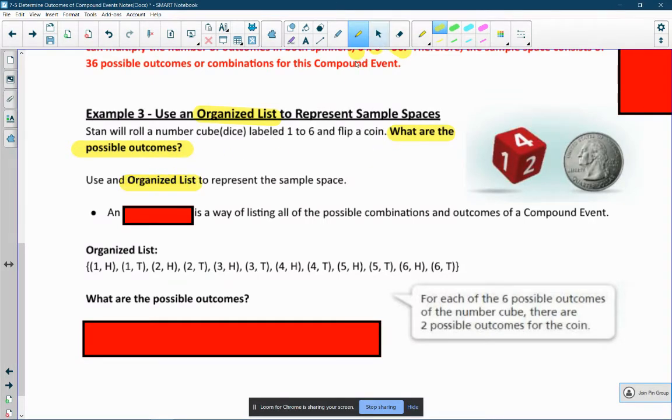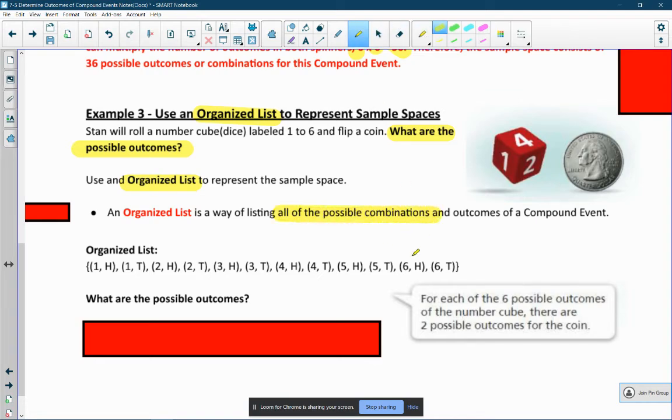Now an organized list is a way of listing all of the possible combinations and outcomes of a compound event. Basically, you're just listing out. There's no table, there's no tree. We're just listing everything out in like a sentence almost. So it's a way of listing all possible combinations of a compound event.